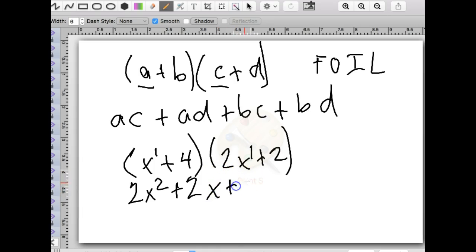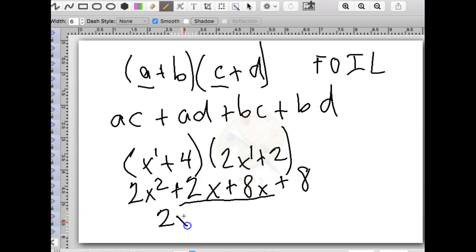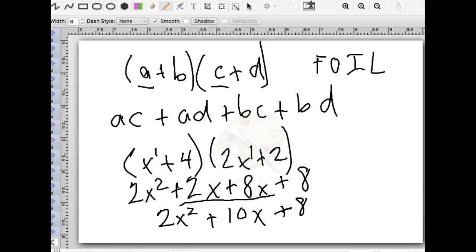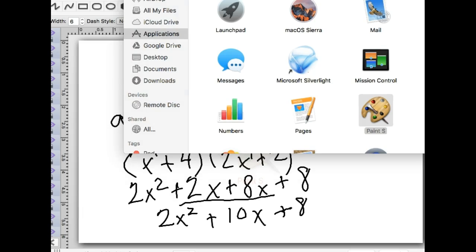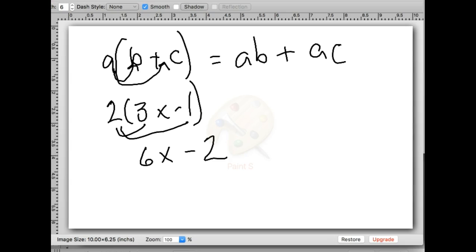Then outer, x times 2 would just be 2x. Inner, 4 times 2x is 8x. Last, 4 times 2 is 8. And notice that the middle ones are going to combine because they are like terms. That's why we have 2x squared plus 10x plus 8. Okay, so that's just the binomial expansion. All right. Okay, let's try.